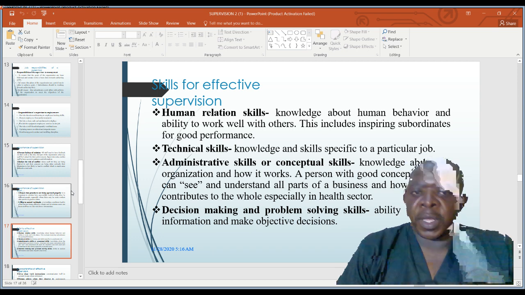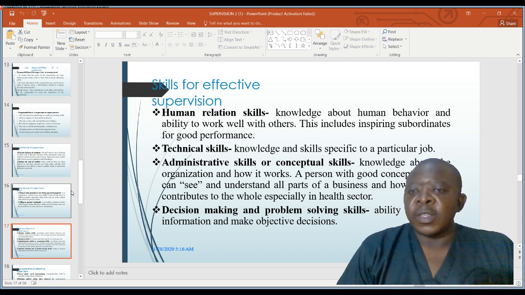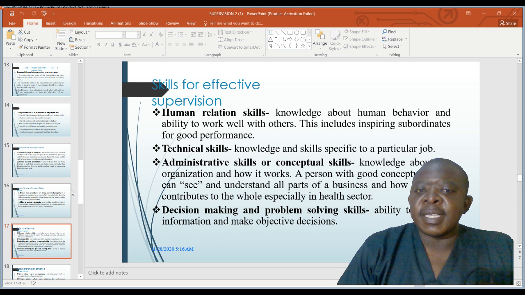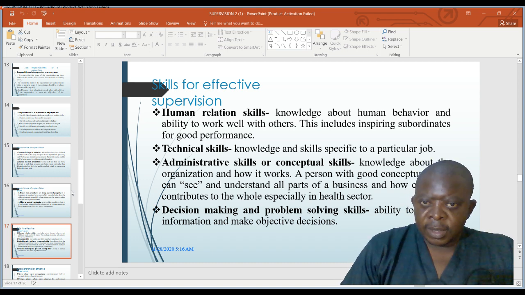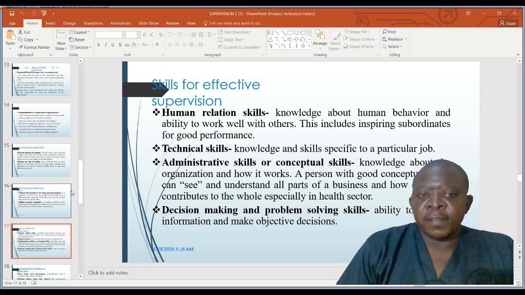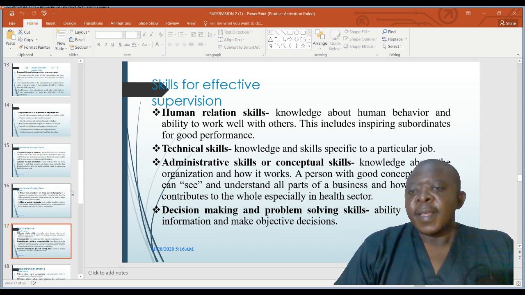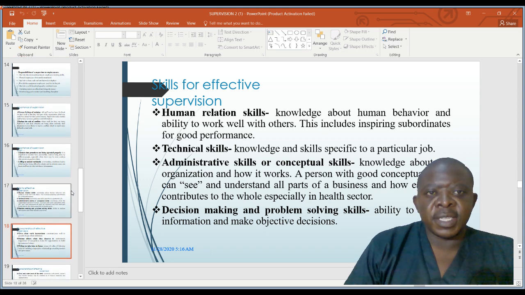Then administrative skill or conceptual skill. This has to do with knowledge about the organization and how it works. A person with good conceptual skills can see and understand all parts of the business and how each part contributes to the whole, especially in health sector. The other skill for effective supervision is decision making and problem solving skills. Here we are looking at ability to analyze information and make objective decisions.